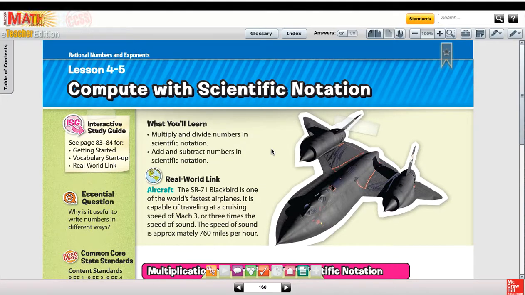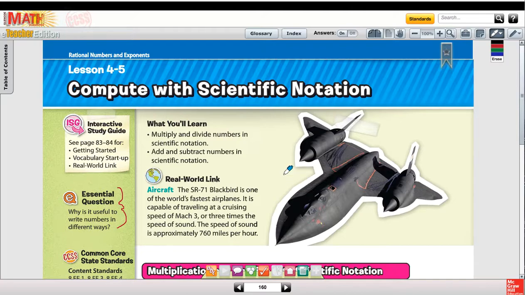Lesson 4.5 is on computing with scientific notation, and you'll be able to multiply and divide numbers in scientific notation, as well as add and subtract numbers in scientific notation. And remember, the essential question for Chapter 4 is, why is it useful to write numbers in different ways?